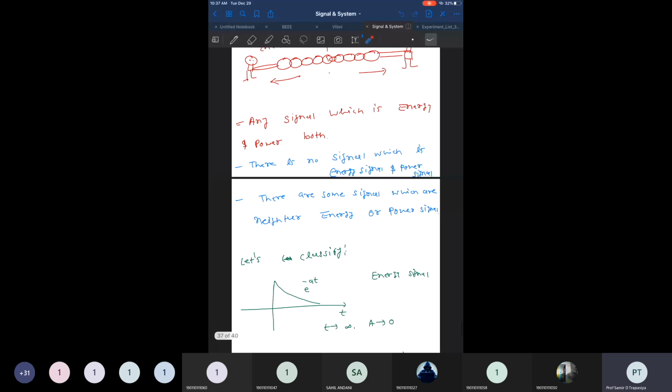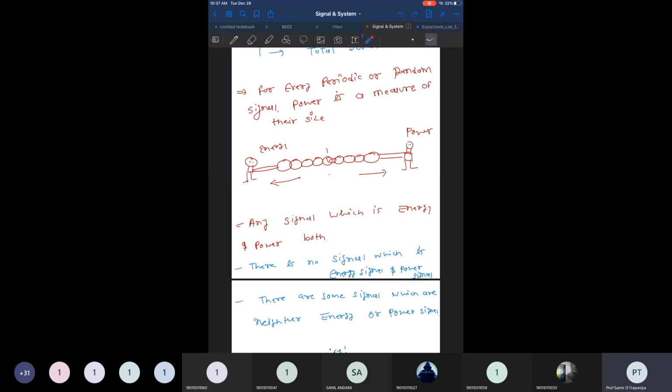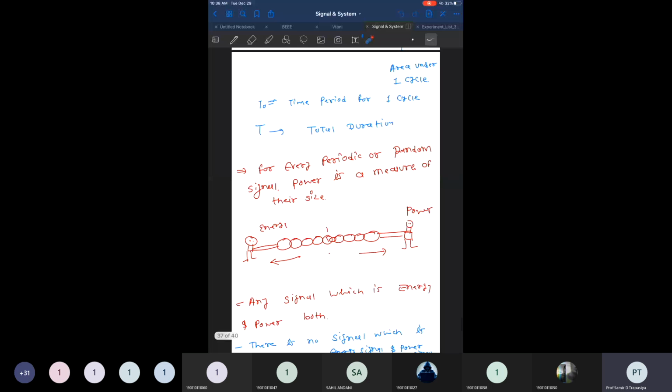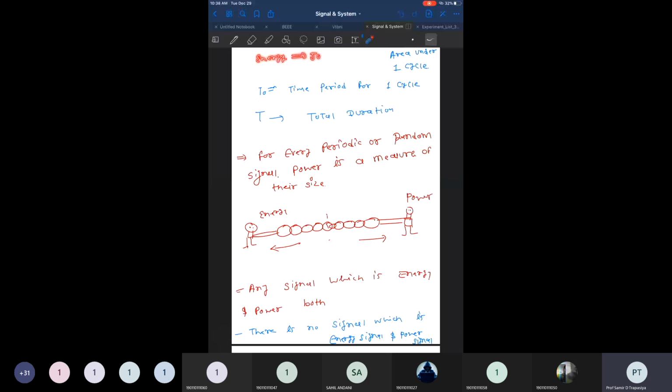So what is the unit of energy? The unit of energy is the joule, right? And what is power? The unit of power is known as the watt, and 1 watt is equal to 1 joule divided by 1 second. So joule per second is known as a watt. So that is the relationship between energy and power.